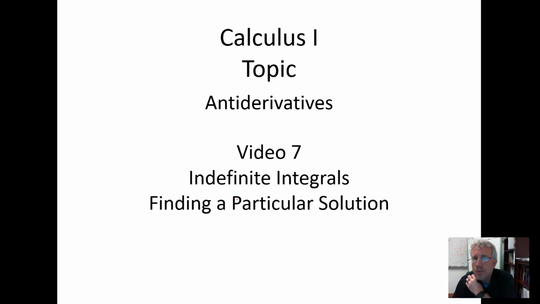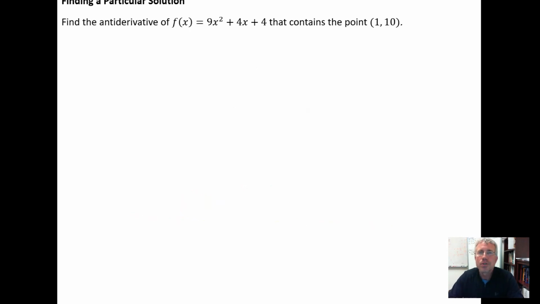So in this video, we're going to look at resolving an indefinite integral and then using it to find what's called a particular solution. So it says find the antiderivative of f of x equals 9x squared plus 4x plus 4 that contains the point input 1, output 10.